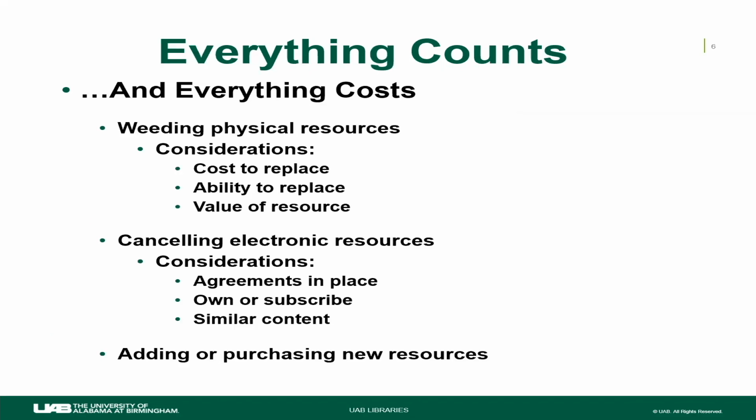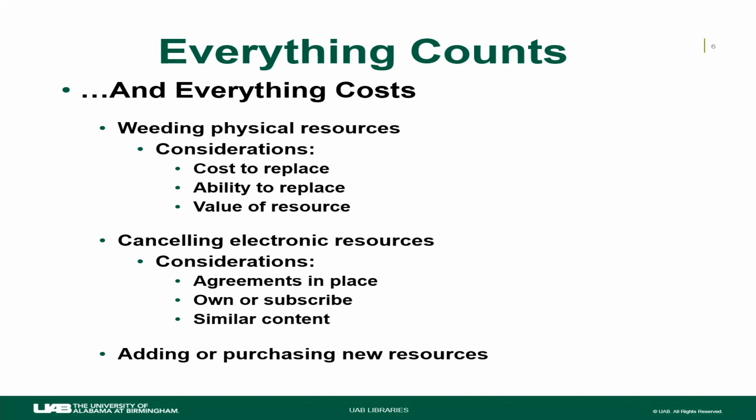So now let's get into some of the nitty-gritty of what we need to talk about. Remember again, everything counts, and of course, everything costs. So if you're looking at weeding a physical location or a physical resource, some of the considerations you may look at are: what is the cost to replace? Is that cost something that the university and the library can support?